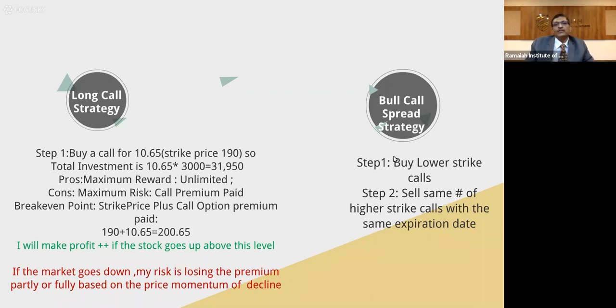The first is known as a long call strategy, which means I just buy a call for 10.65 for the strike price 190, and my investment here is 10.65 multiplied by 3,000. I think we took the example when we spoke about buying a call. I've just kept the same figures for better understanding. And my investment is 32,000 approximately.